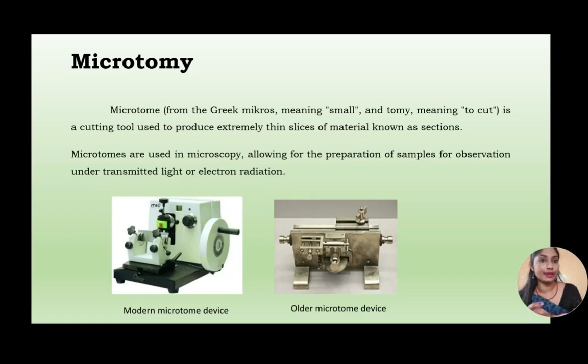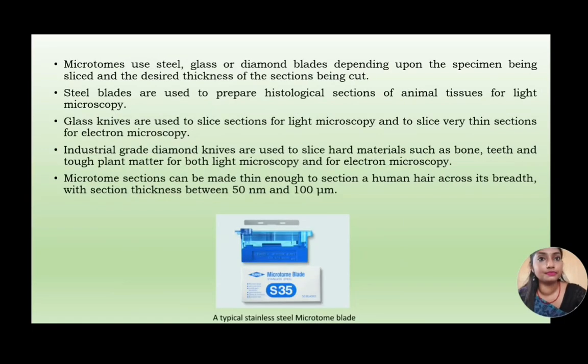What is a microtome? Basically micro means small and tome is to cut. So it's basically a cutting tool used to produce extremely thin slices of materials known as sections. Microtomes are used in microscopy. It allows for the preparation of samples for observation under electron microscope as well as light microscope. Here in the image you can see how a modern microtome device looks like and how a microtome device looked earlier. So it's an older version of the microtome device.